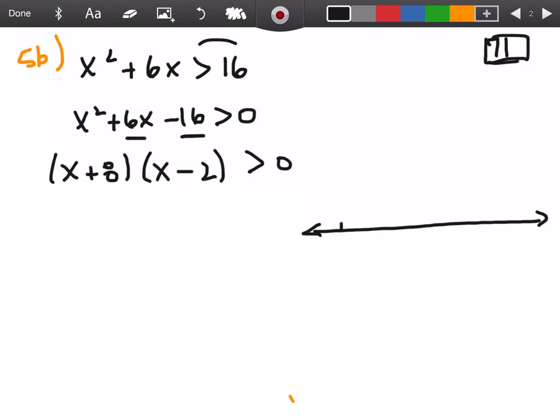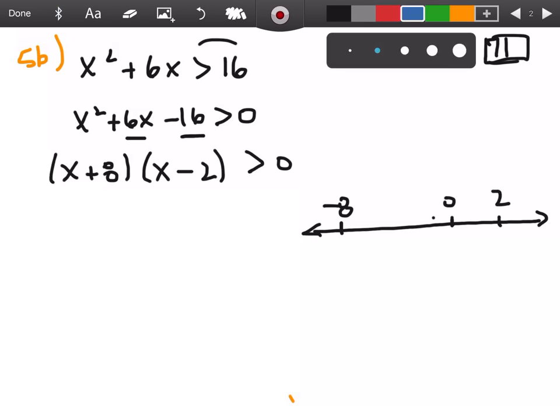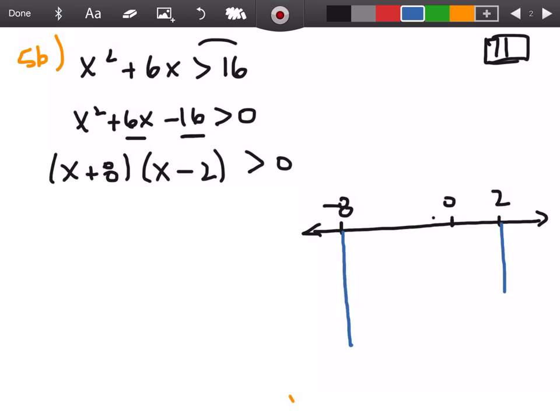With this one, I want to find my two major tipping points, if you will, which are going to be negative 8 and positive 2. I'm going to write it on top. I'll put my 0 right here just for kicks. And then what I'm going to do is draw solid lines to make my little marks. And then we're being very methodical.